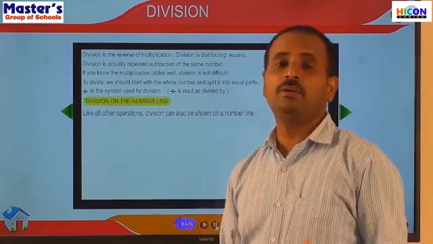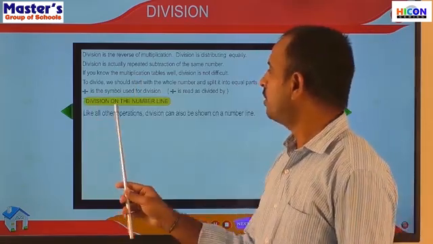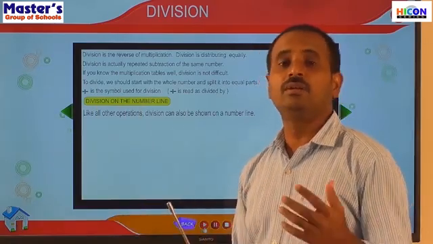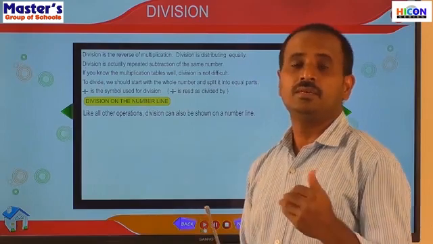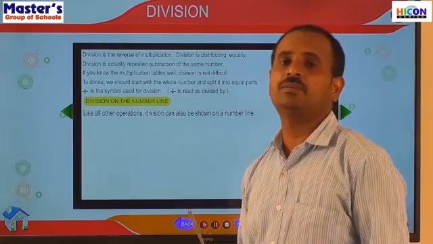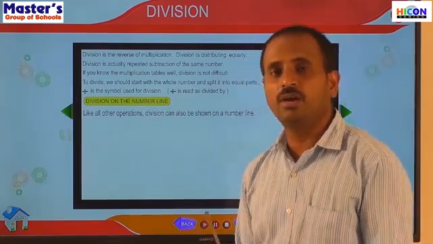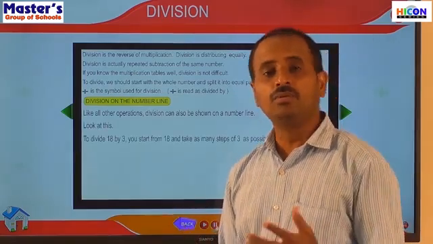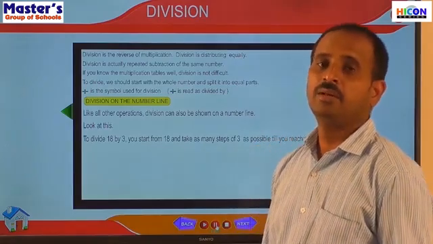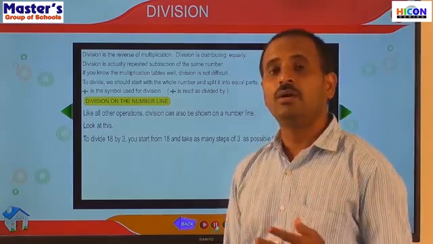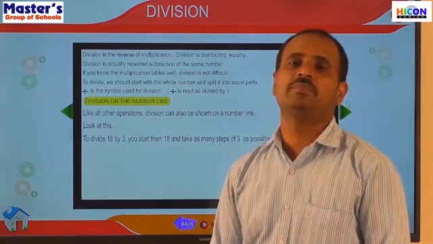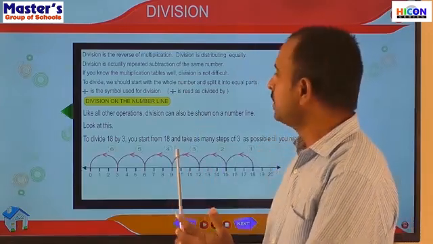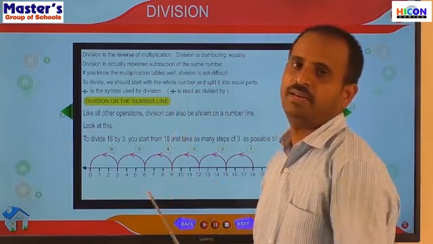So children, the next topic is division on the number line. What is the number line? You have already learnt about the number line in the previous chapters. We have learnt how to do additions and subtractions on the number line, and also how to do multiplications on the number line. In the same way, in this chapter, we will practice how to divide on the number line.